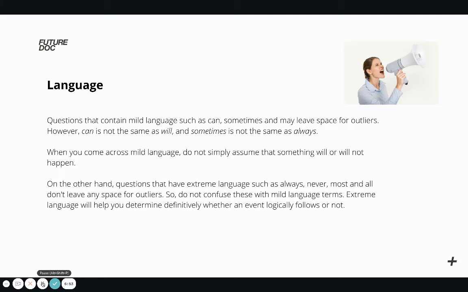On the other hand, questions that have extreme language, such as always, never, most, and all, don't leave any space for outliers. So do not confuse these with mild language terms. Extreme language will help you determine definitively whether an event logically follows or not.